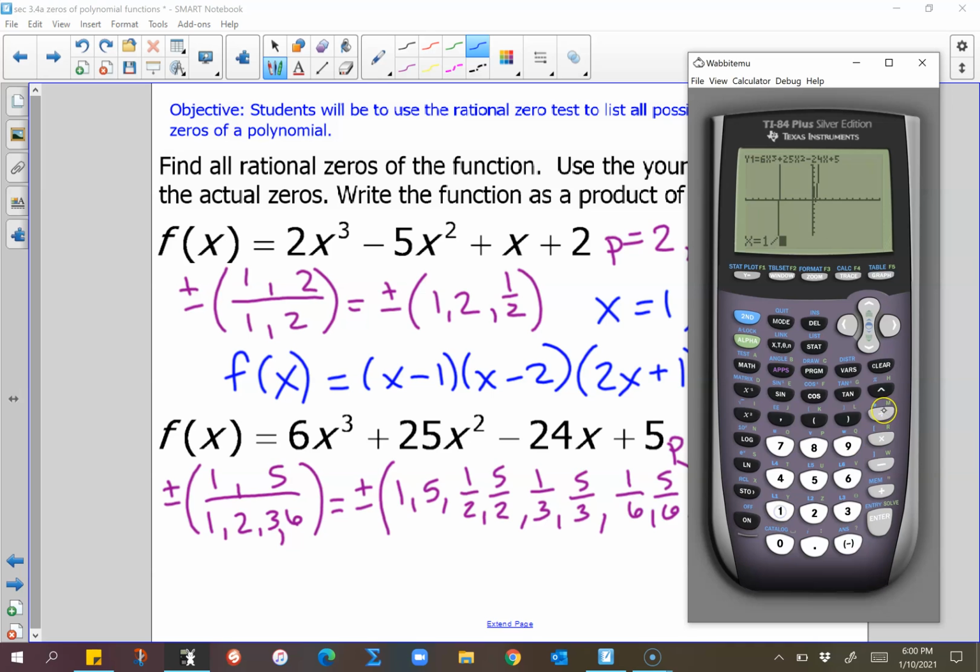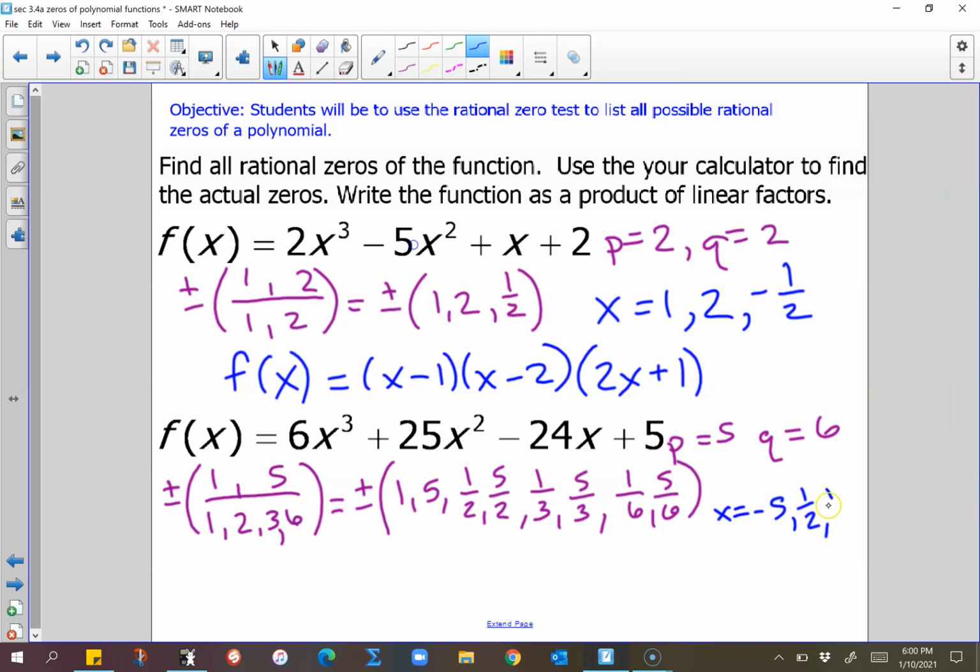If I had tried a 1/6, just so you can again see what one looks like when it's not, because my y value is not 0, 1/6 is not my true 0. My true 0 is 1/3. So I've got all those written down.